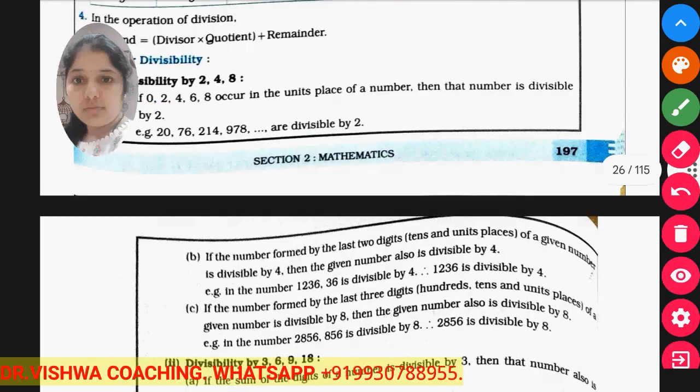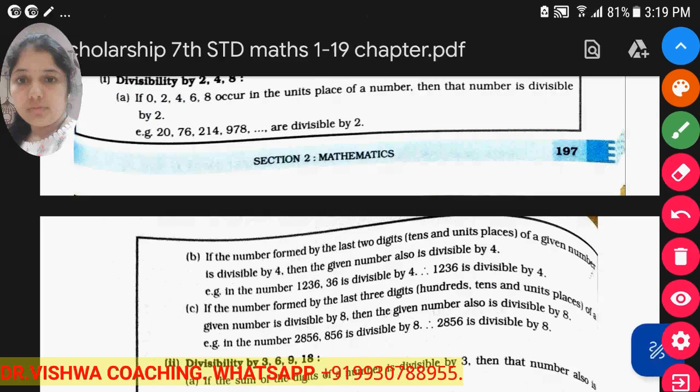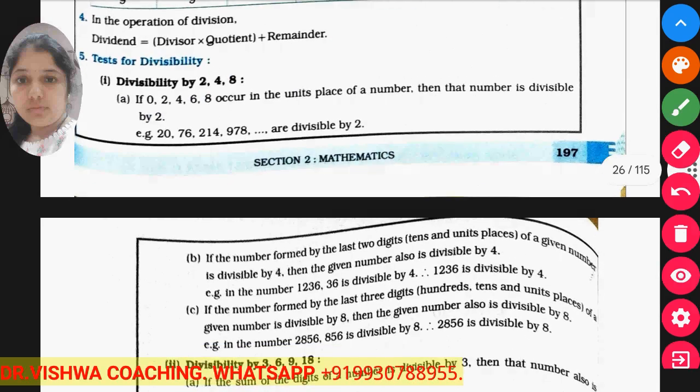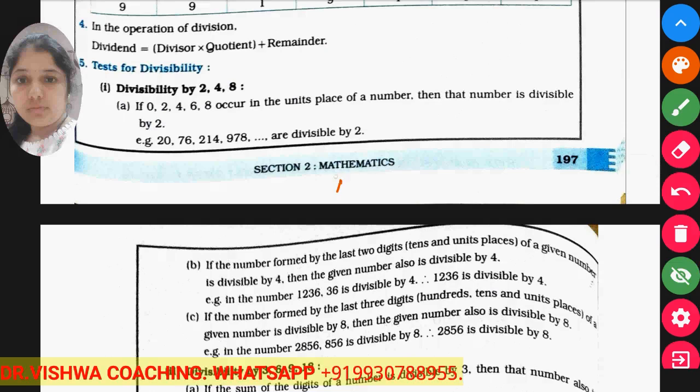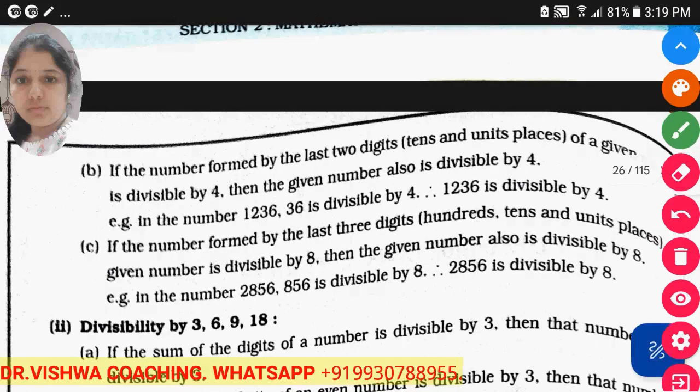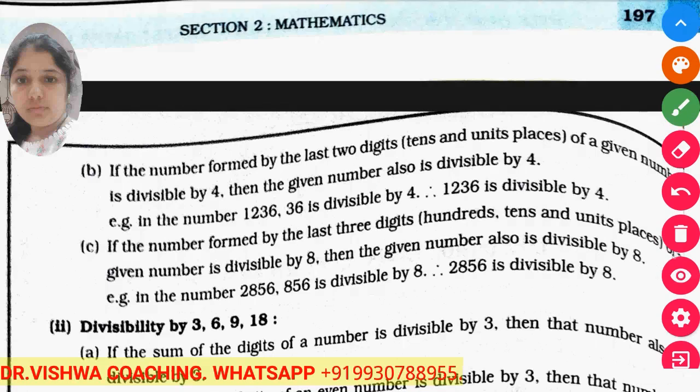Now interesting things are here. Now we have to understand divisibility for 2, 4 and 8. You know which number can be divisible by 2: the number which has 2, 0, 4, 6, 8 at the unit place can be divisible by 2. But do you know the divisibility test for 4? If the number formed by the tens place and unit place is divisible by 4, then that number is divisible by 4. Means if the number formed by the last 2 digits is divisible by 4, then the number is also divisible by 4.